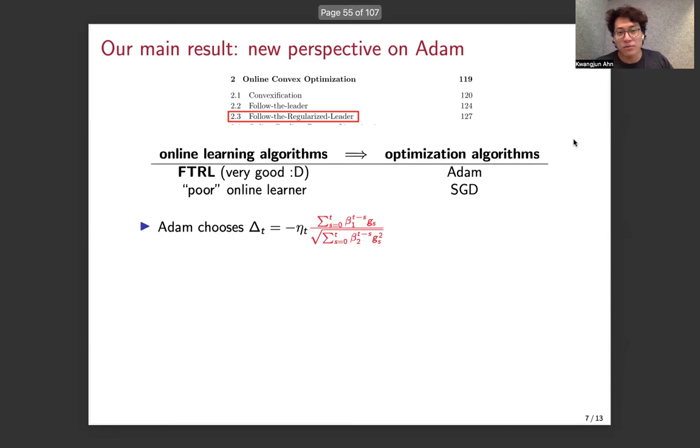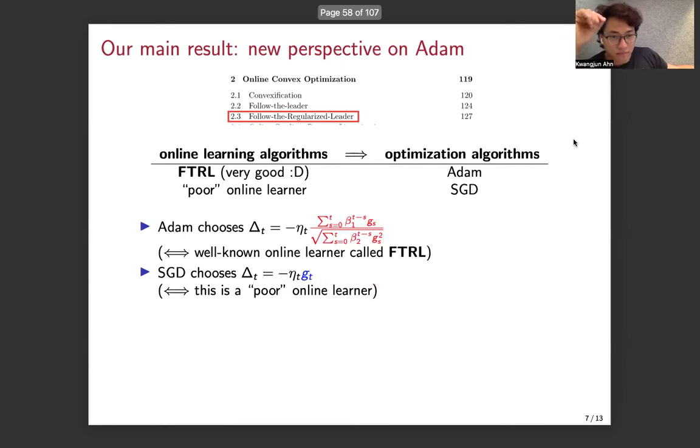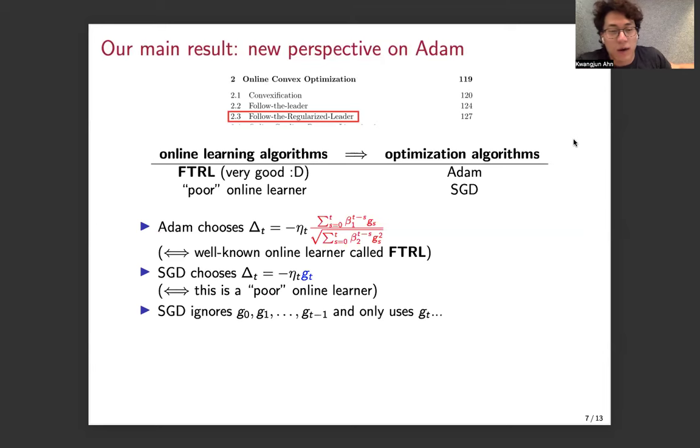Atom chooses this update rule, and I'm going to make the point that this corresponds to some form of the well-known online learner FTRL, which is good. But SGD chooses this, and I'm going to claim that this is a poor online learner, and we can actually already see why it is the case. SGD just chooses delta t based on g_t, and it ignores g_0 up to g_{t-1}.